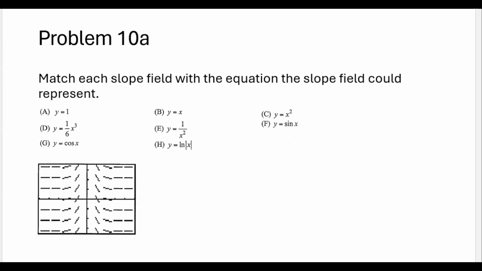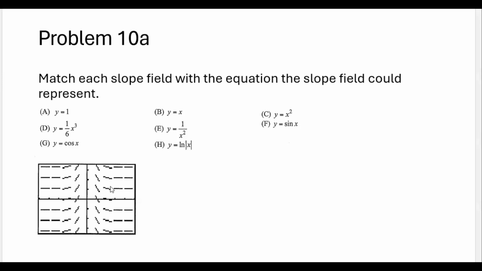10a, match the slope field with one of these equations. So which one is the slope field for? Which function follows this behavior? It looks like there's a vertical asymptote at x equals 0. Which one has a vertical asymptote? That's only E and possibly H as well, because we can't have ln of 0.